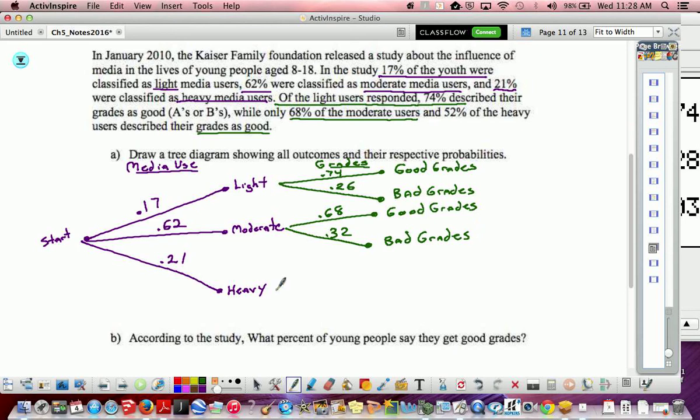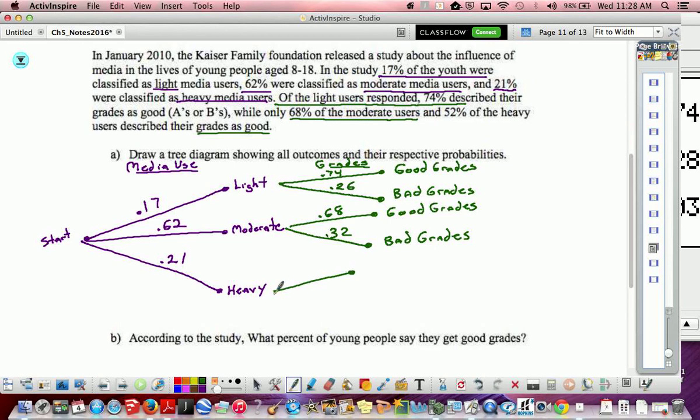Then we branch off the heavy media users, good grades, bad grades. So here it said 52% of the heavy users describe their grades as good. That means 0.48 is bad.